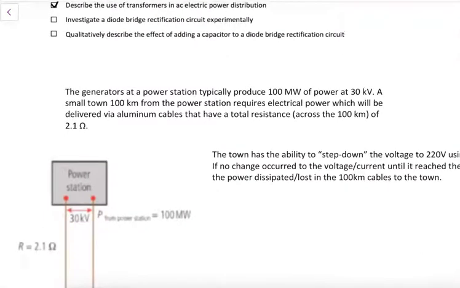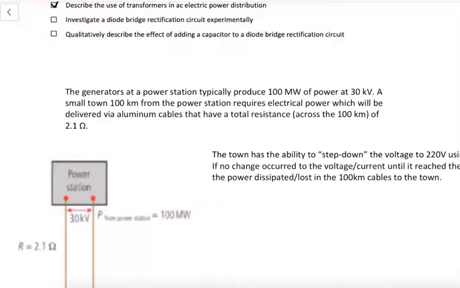The generators at a power station typically produce 100 megawatts of power at 30 kilovolts. A small town 100 kilometers from the power station requires that electrical power, which will be delivered via aluminum cables that have a total resistance across the 100 kilometers of 2.1 ohms.